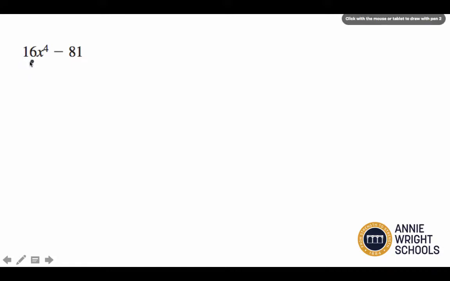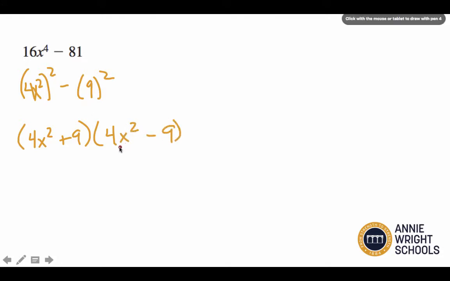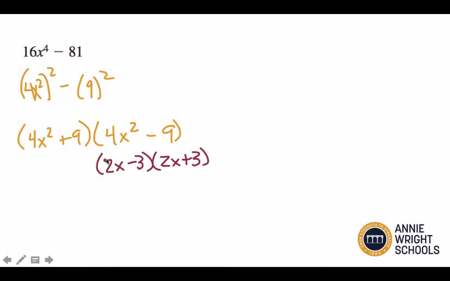Okay, more examples. Recognizing this as 4x squared minus 9 squared, that gives you 4x squared plus 9 times 4x squared minus 9. And then recognizing this as 2x minus 3 times 2x plus 3. A sum of squares does not factor, so this just comes on down as 4x squared plus 9. So, factoring polynomials, looking for special forms.